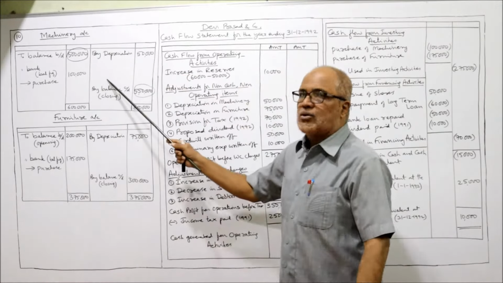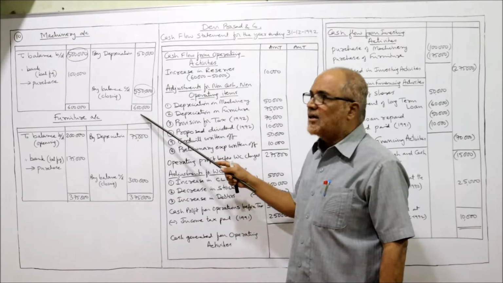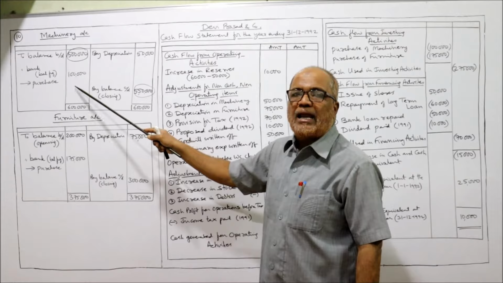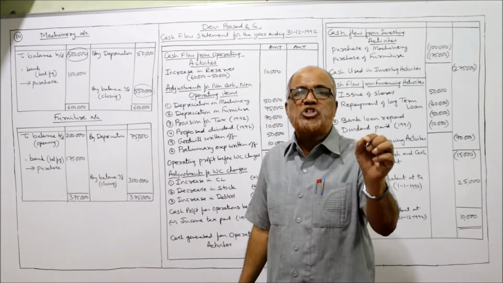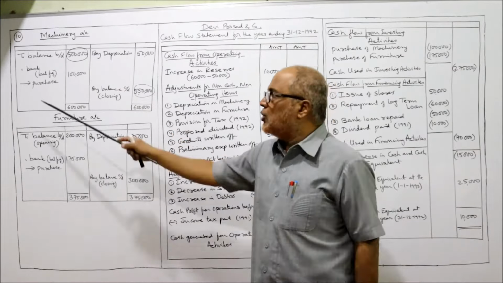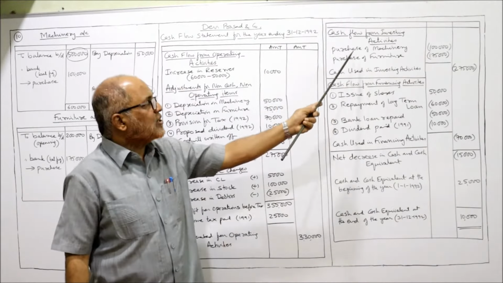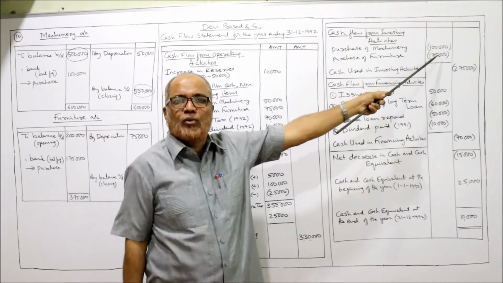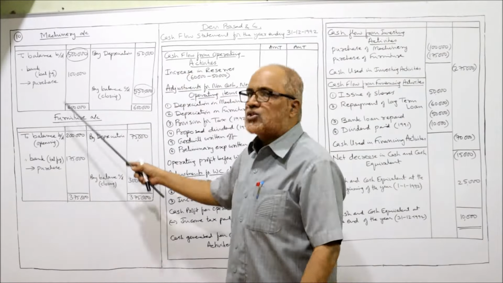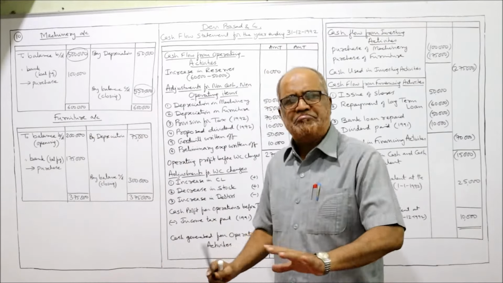Similar treatment for machinery account. Credit side machinery 50,000 plus 5,50,000, 6 lakh. 6 lakh minus 5 lakh. Balancing figure 1 lakh. So 1 lakh rupees is the purchase of machinery, to bank, balancing figure. Again investing activity: purchase of machinery 1 lakh in bracket because it is cash outflow. That's all. So these two accounts were prepared to find out the purchase of machinery and the purchase of furniture.